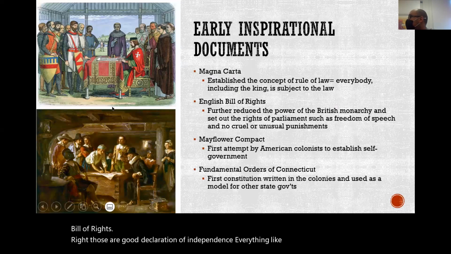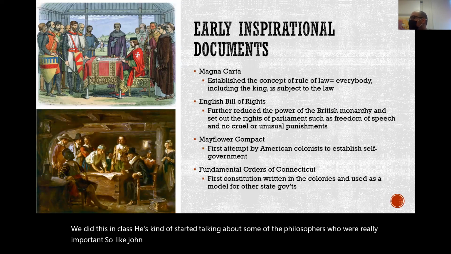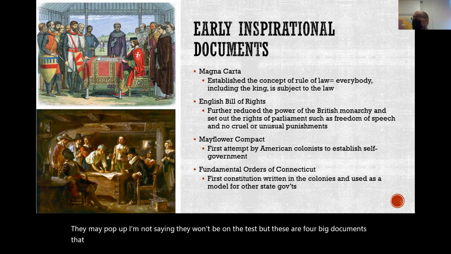When we did this in class, we started talking about some of the philosophers who were really important, like John Locke and Thomas Hobbes and stuff. I haven't seen them mentioned on a test. Okay, they may pop up. I'm not saying they won't be on the test. But these are 4 big documents that were inspirations to our founding fathers when they started to create the country.